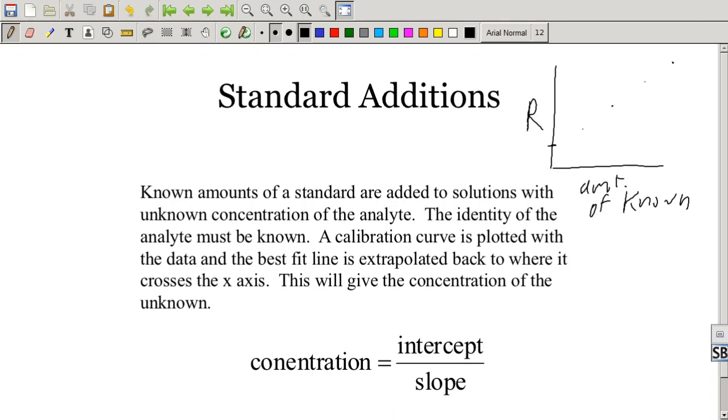Assuming there's a linear relationship between instrument response and amount of the ion or compound in solution that you're looking at, you can get a straight line, and you can extrapolate that straight line back to where it crosses the x-axis. And that point is going to represent the concentration of, or really, I should say the negative concentration of what was in the solution before any known was added. And the easiest way to calculate that is you just divide the intercept by the slope from your linear data.